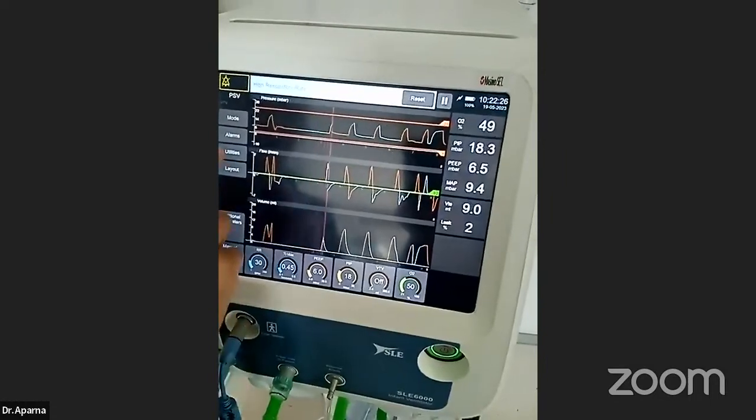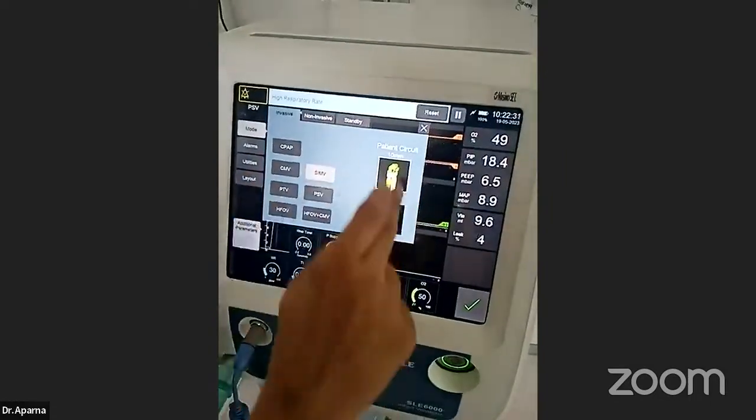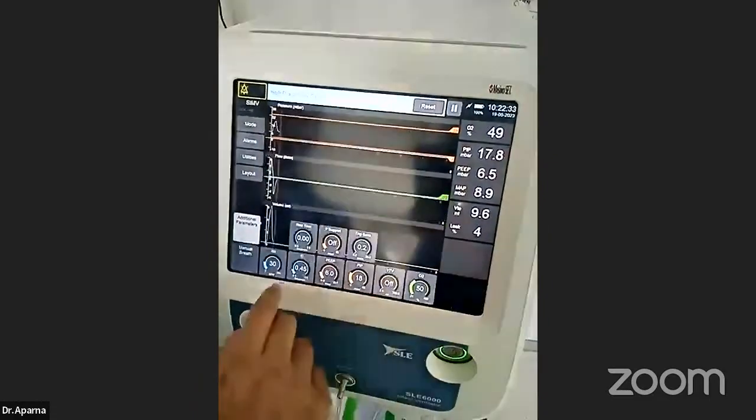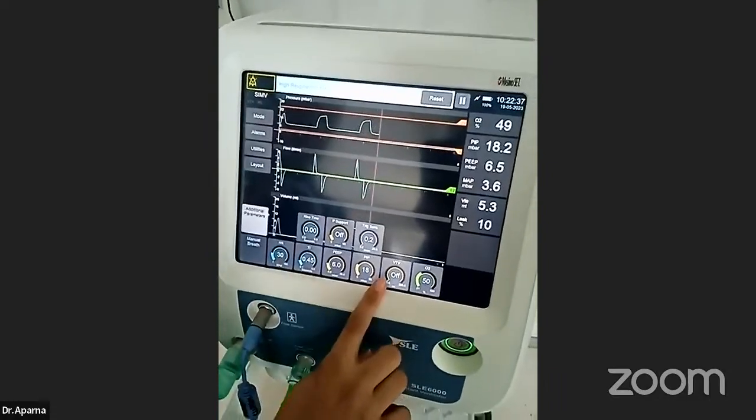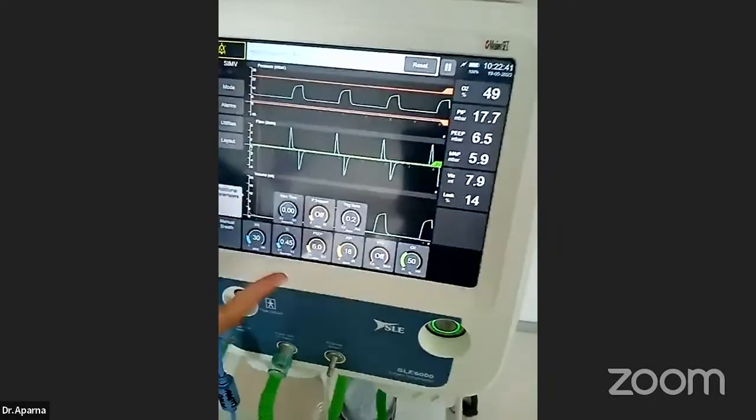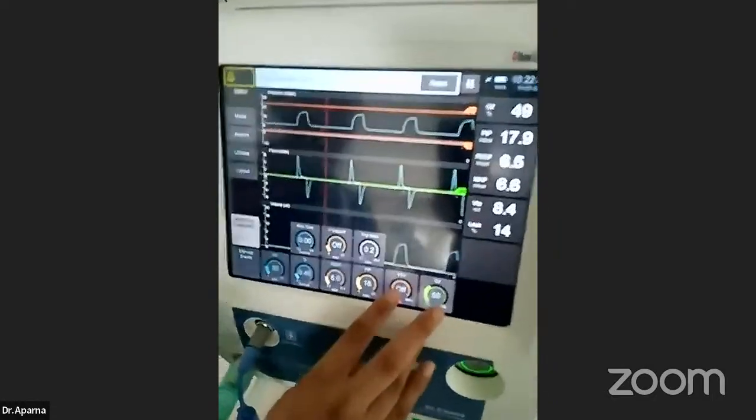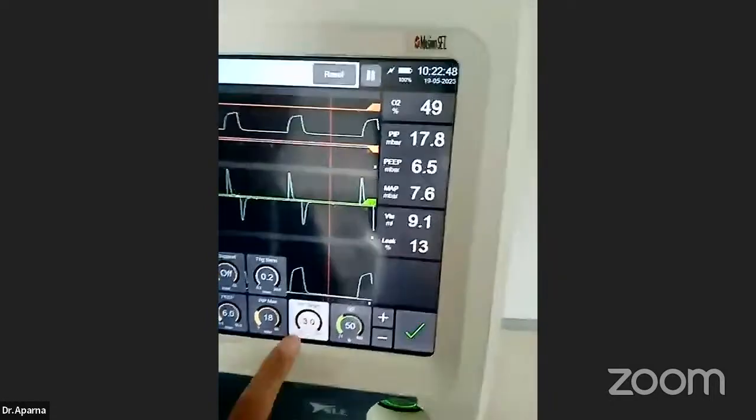And let's also see a little bit about volume targeted ventilation. So for this, I'll go back to SIMV. Now we are back to SIMV at a rate of 30 breaths per minute. Now here on SIMV, or for that matter, even with assist control and with PSV, you can add VTV as an additional option.